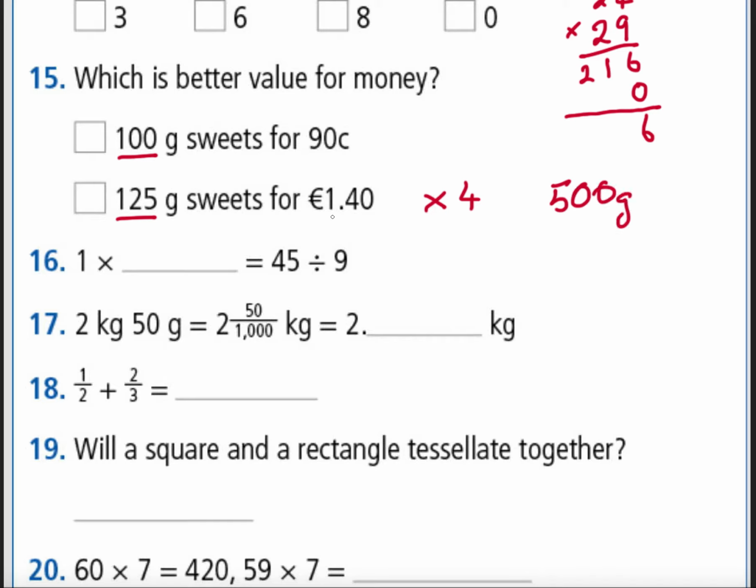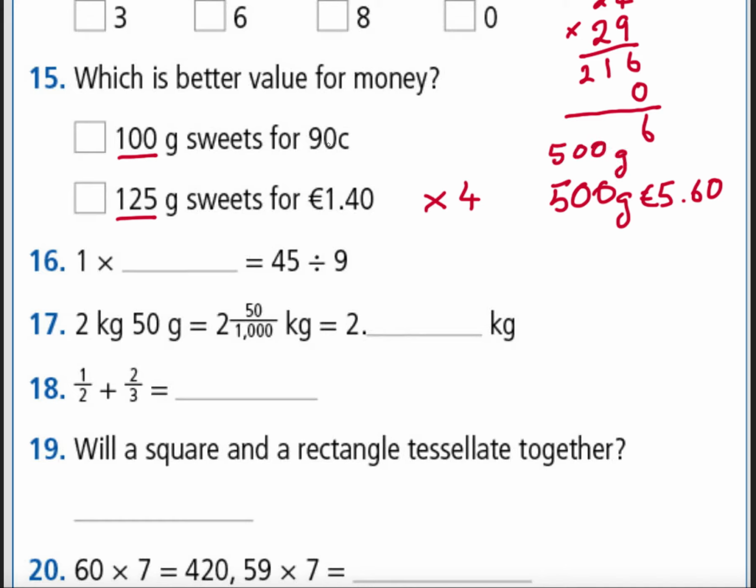And we'd multiply the price here by 4, we'd get €4 and €1.60. That's going to be €5.60. And we want to get 500 grams on the top here so that we can compare them and see which is better value for money. So I'm going to multiply this by 5 and I'll get 500 grams.